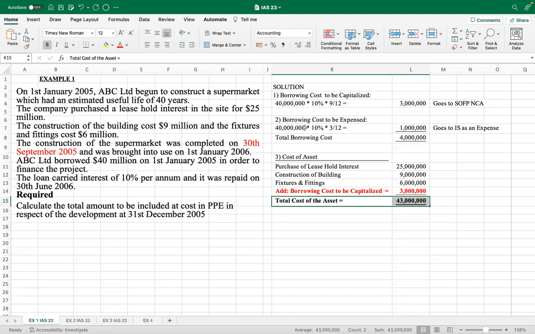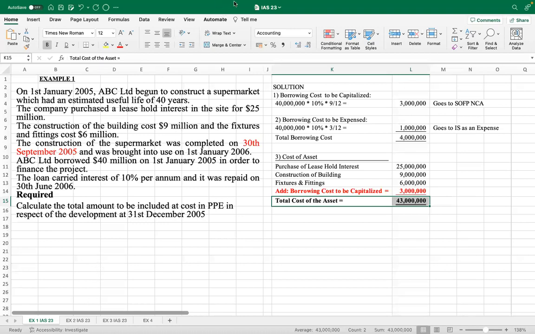I said 1 million. The interest was 10% of 40 million. 10% of 40 million is 4 million. But capitalization was starting from January until when it stops in September. The interest that is paid after September, October, November, and December is not the one to be capitalized, since capitalization has stopped.